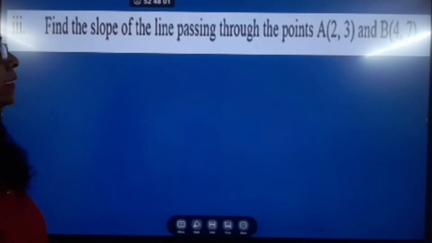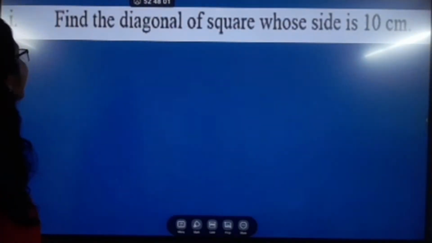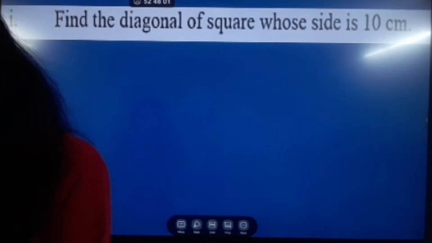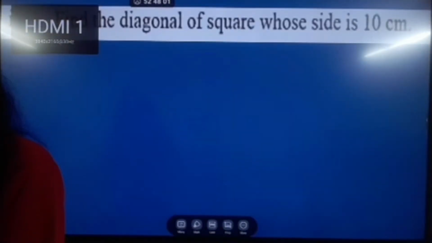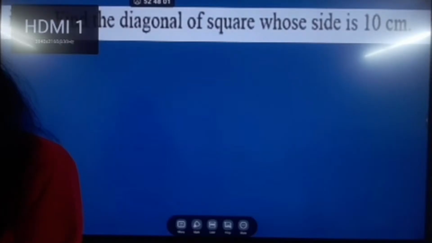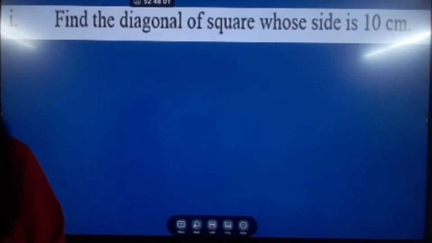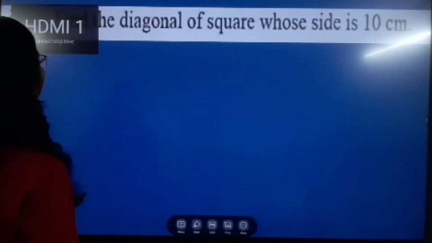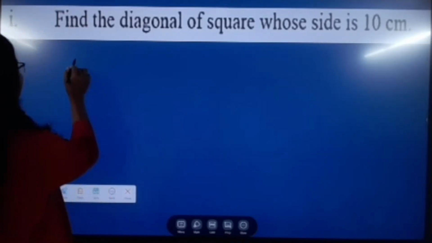Find the slope of the line. The third question appears here, students. Directly the third question appears here. First I see which one is that question. Okay, I check out which one is that question. So the second question, we have to write down that, students.